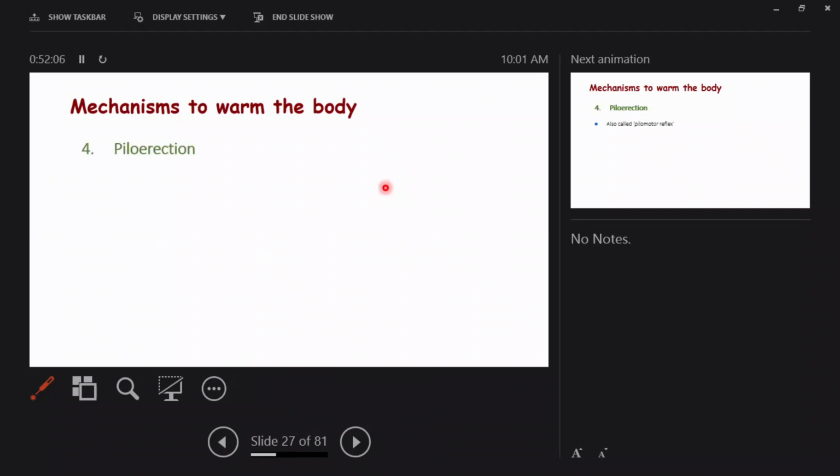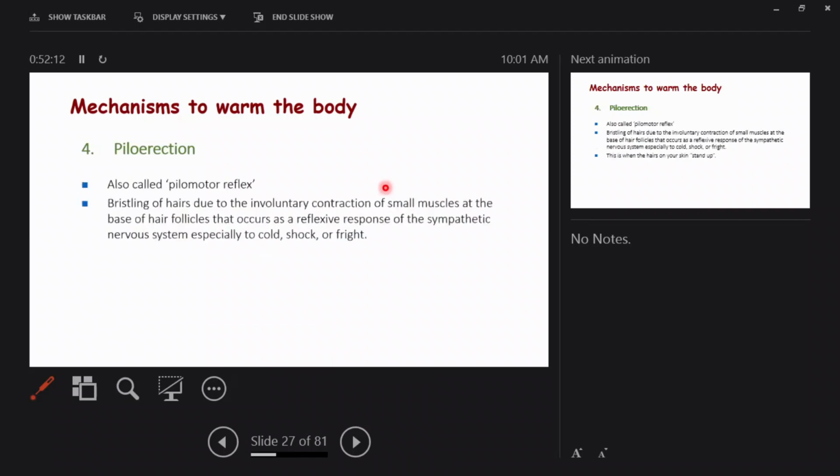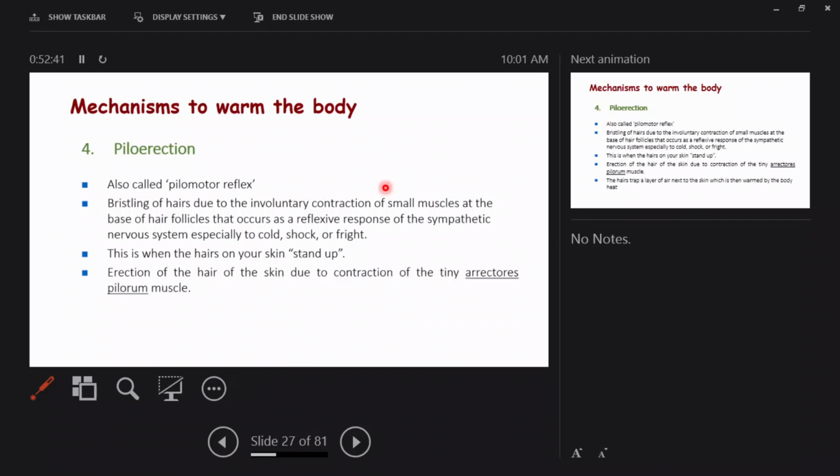Number four, to warm the body, the process is called piloerection or pilomotor reflex. This pilomotor reflex is bristling of hairs due to involuntary contraction of small muscles at the base of the hair follicle that occurs as a reflective response of the sympathetic nervous system, especially to cold shock or fright. We call this goosebumps. Goosebumps, right? When you have goosebumps, the hair of your body will stand.